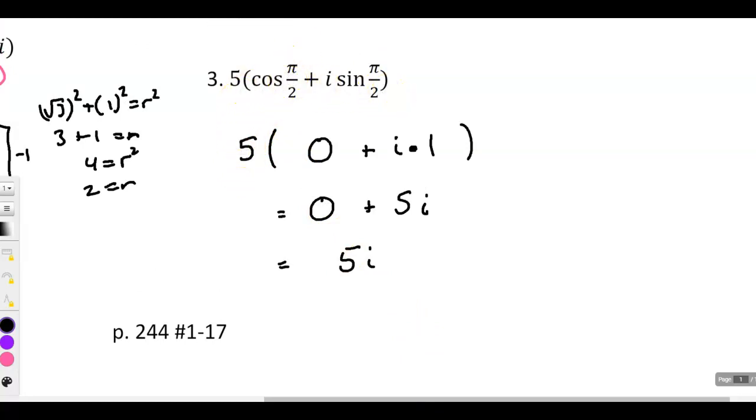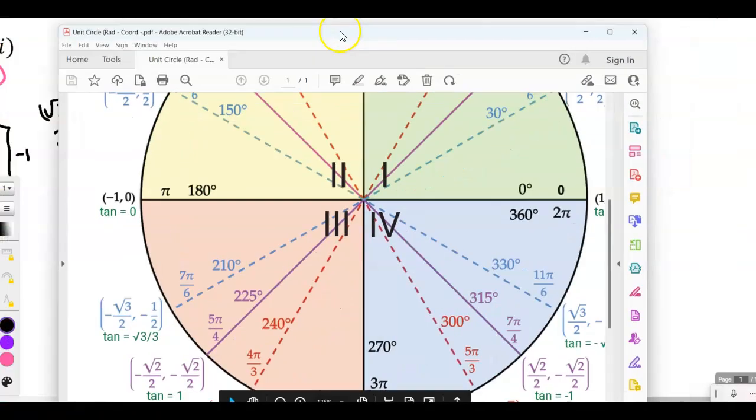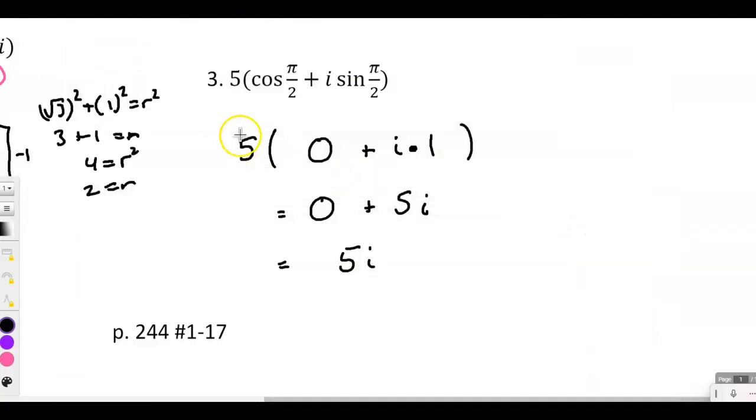So pi over 2. You can look back or recall. It's 0, 1, cosine and sine. Remember x, y, cosine and sine. So that's how I know my cosine is 0. What's the x-coordinate of a 90-degree angle? It's still 0. What's the y-coordinate of a 90-degree angle on a unit circle? It's 1. So we're just using all that stuff we already know. It all lies back on that unit circle.